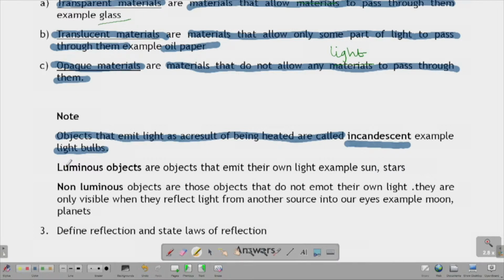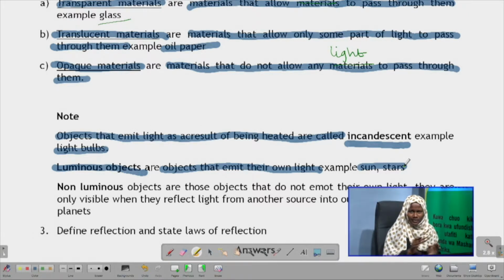Okay. Luminous objects are objects that emit their own light. Example, sunlight. So there are these objects that emit their own light. They do not require to be heated just like the light bulb. They can emit their own light. These are what we call luminous objects. Example, the sun and the stars. The sun has its own light that it emits, and so do the stars. That's why when we see the stars at night, they emit some light, as does the sun.